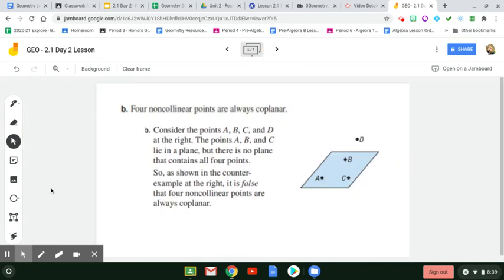All right, so for part B, 4 non-collinear points are always coplanar. It looks like this one is false. Consider the points A, B, C, and D at the right. The points A, B, and C lie in this plane, but there is no plane that contains all 4 of them. Look at this one. So it is shown as a counterexample. This last point out here is definitely showing you that it's not collinear and it's not on that plane. So this would be giving you the counterexample.